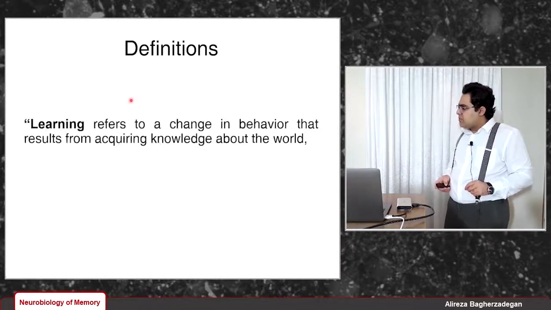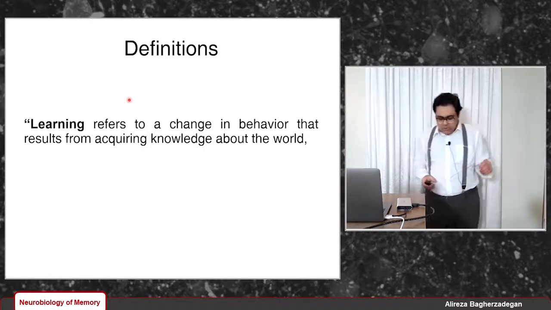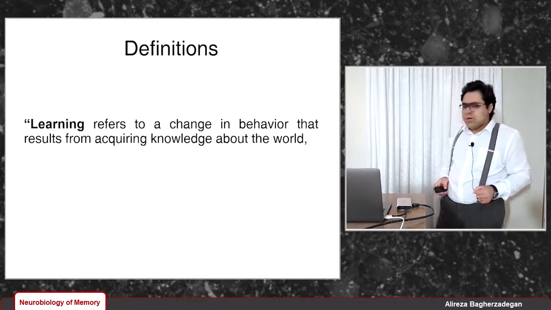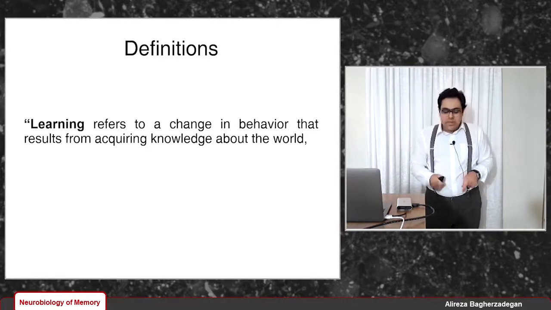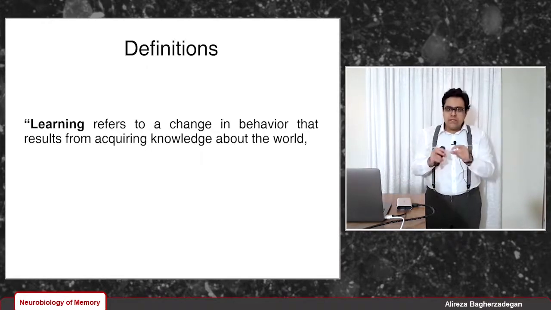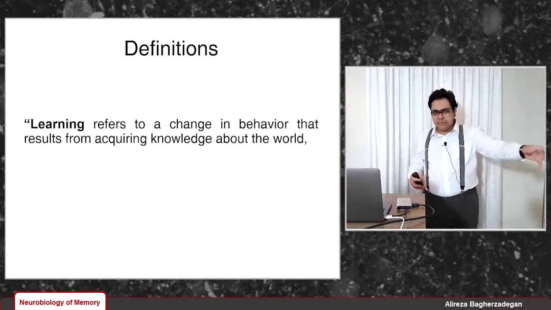Now let's define learning and memory based on the scenarios we had. Dr. Eric Kandel said in his textbook, Principles of Neural Science, that learning refers to a change in behavior that results from acquiring knowledge about the world. We saw this change in the cat's behavior in three different scenarios. We saw three different behaviors, and each behavior was a result of some sort of knowledge that the cat gained from the nature of the stimulus.